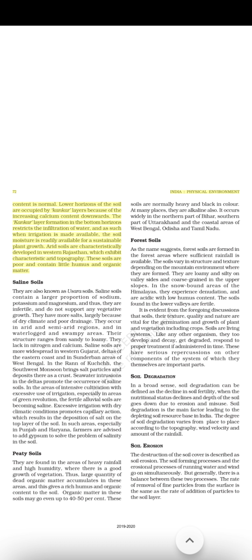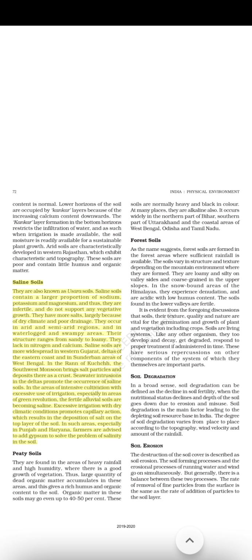Lower horizons of the soil are occupied by Kankar layers because of the increasing calcium content downwards. The Kankar layer formation in the bottom horizons restricts the infiltration of water, and as such, when irrigation is made available, the soil moisture is readily available for sustainable plant growth. Arid soils are characteristically developed in western Rajasthan, which exhibits characteristic arid topography. These soils are poor and contain little humus and organic matter.